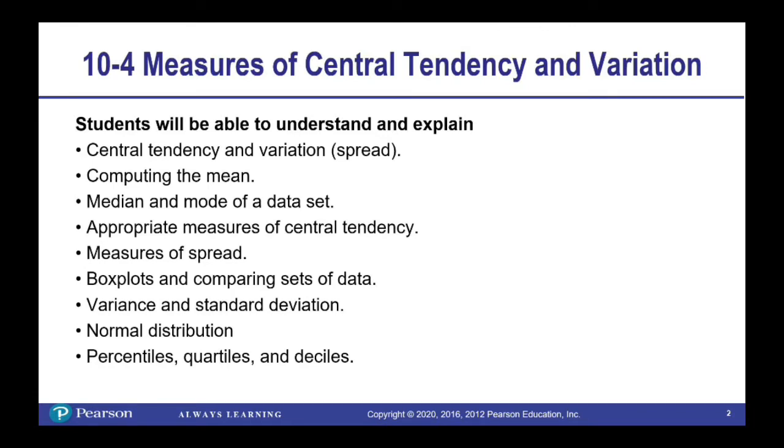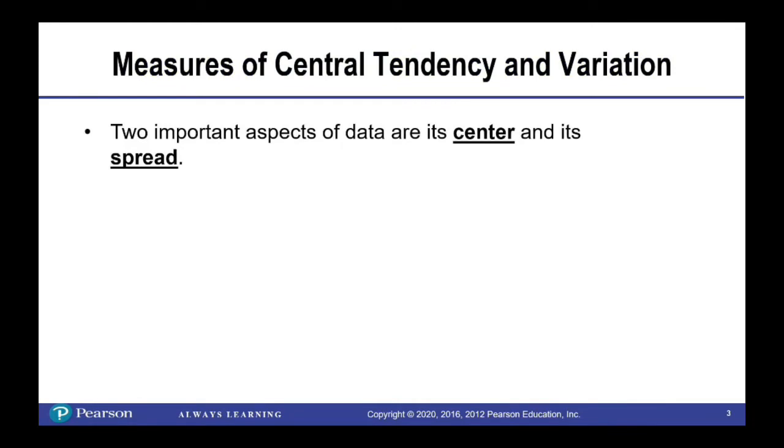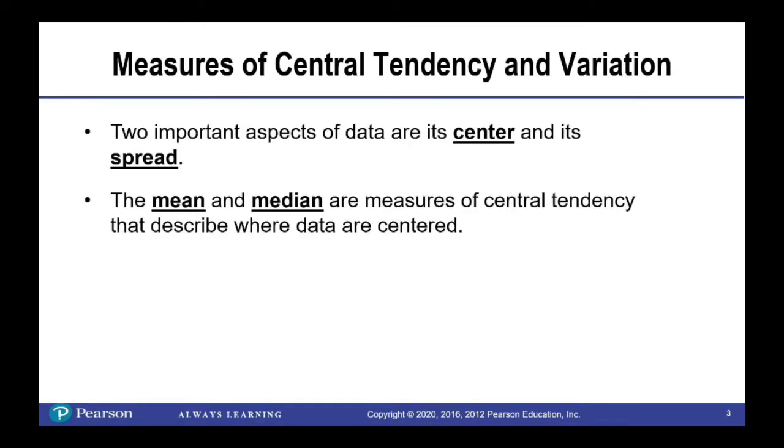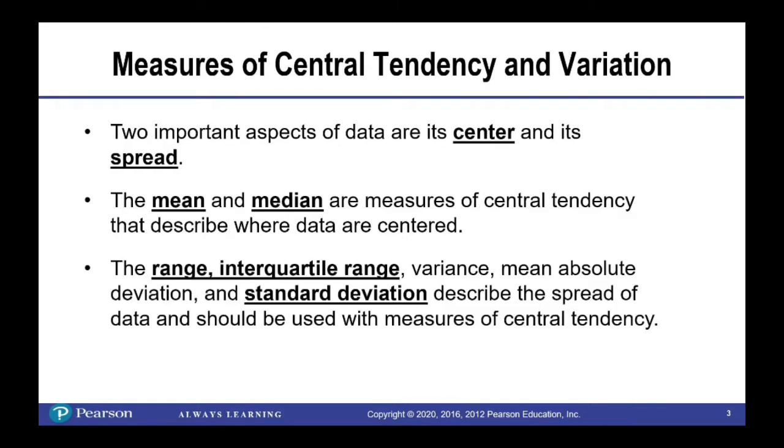So let's get started. Two very important aspects of data are its center and its spread. The mean and the median are measures of central tendency, so they tell where our data are centered or what would be the most typical value. Our range, interquartile range, standard deviation, and variance describe the spread of the data, and they are used with our measures of central tendency to describe our data.